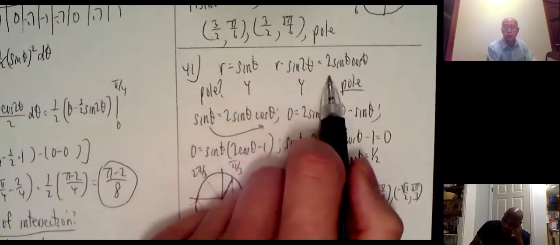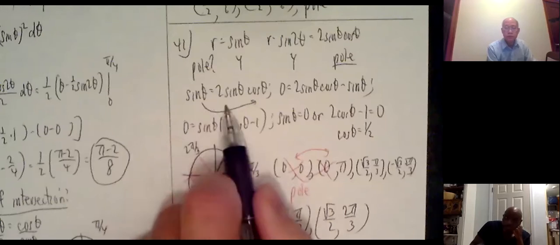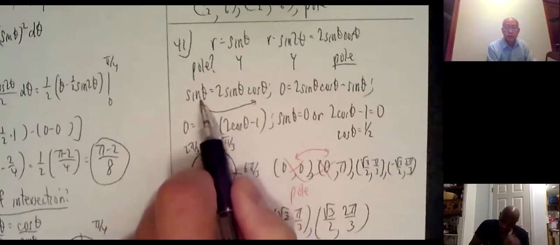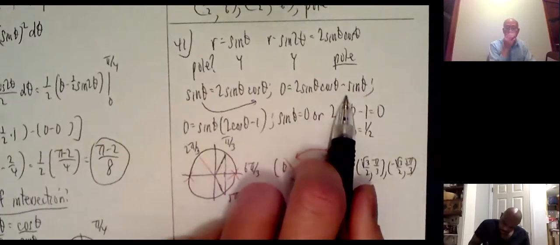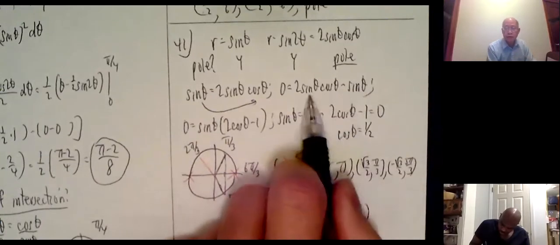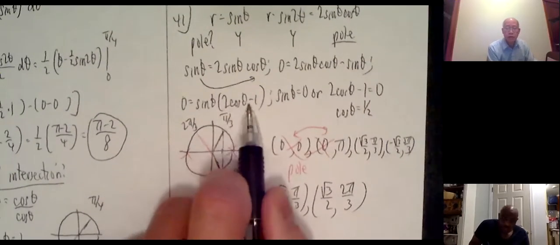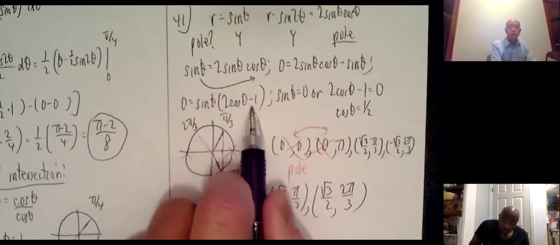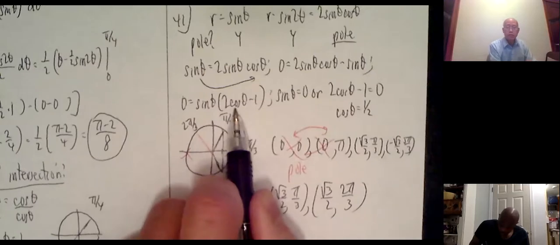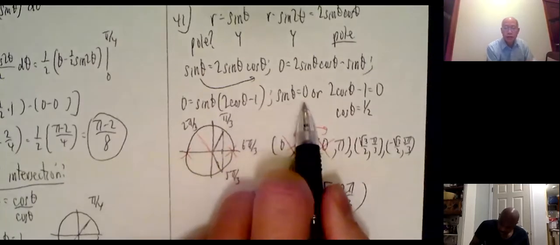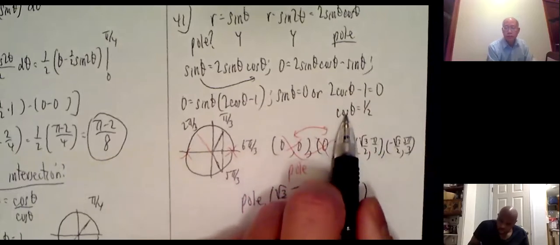Okay, to set them equal now, I'll use the identity: sine of 2 theta is 2 sine theta cosine theta. Set them equal. Okay, move the sine theta over. 0 equals 2 sine theta cosine theta minus sine theta. Factor out the sine of theta: sine theta times (2 cosine theta minus 1). So by the zero factor property, either this is 0 or this is 0. Sine of theta is 0, or 2 cosine theta minus 1 equals 0, which gives me cosine of theta is 1/2.